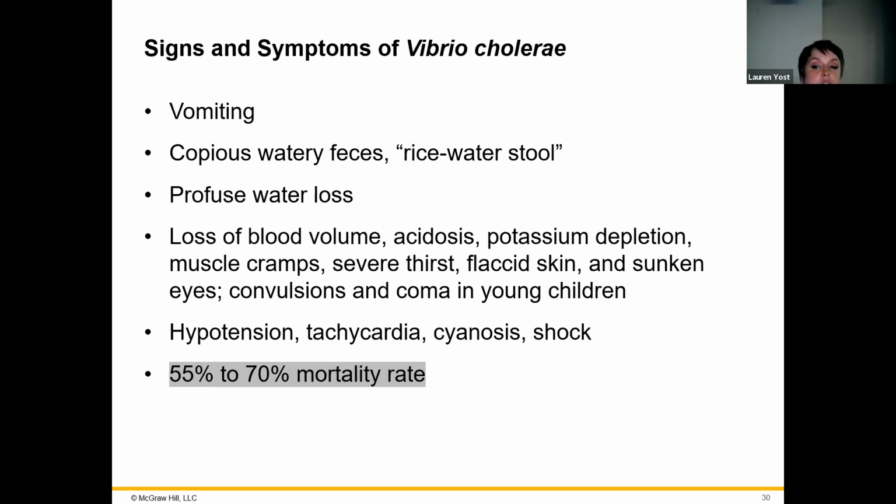We have severe thirst, flaccid skin, and sunken eyes, all related to the dehydration throughout the tissues of the body. This often leads to convulsions and coma in young children. We talk about this like this is something that's really more severe for young children, but I want to be very clear about this. This disease has a 55 to 70% mortality rate.